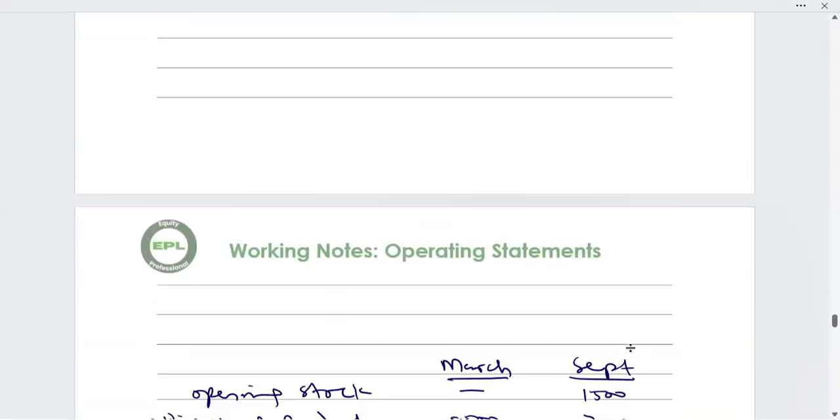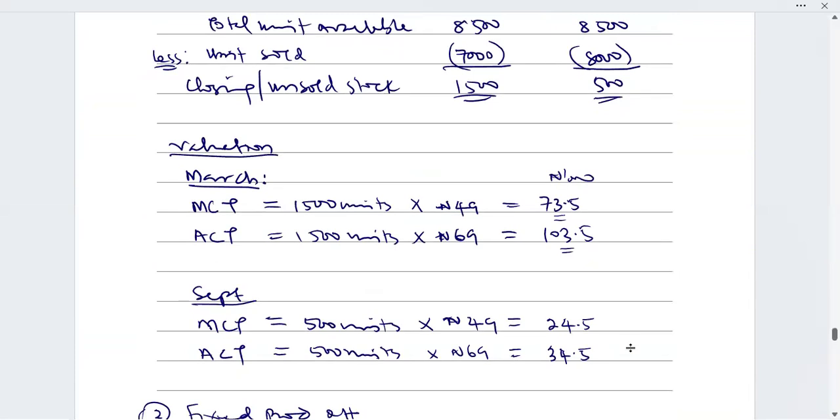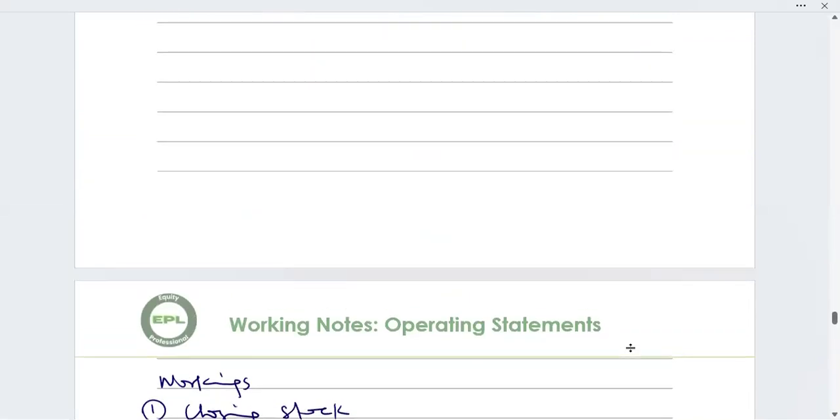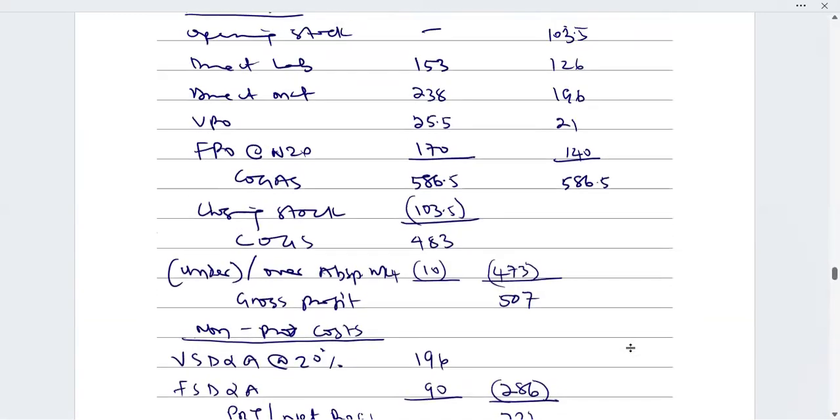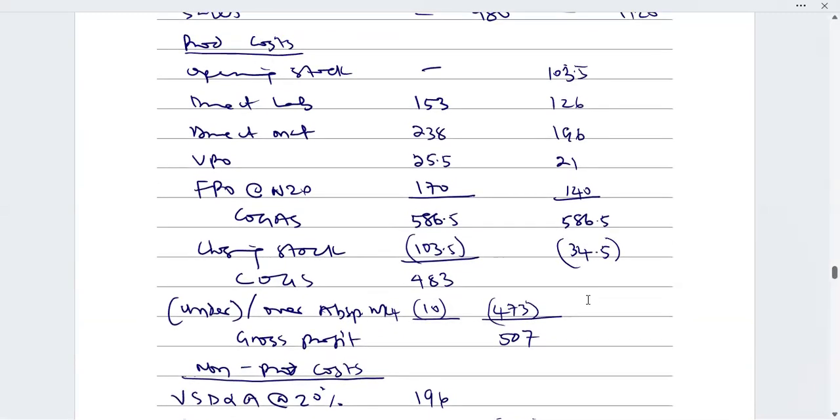Let's go and check. Yes, 34.5. Please confirm that figure. Okay, 34.5. Here is 34.5. Yes, 103.5 I've confirmed is correct, right? 586.5. Okay. Minus 34.5. That gives 552.